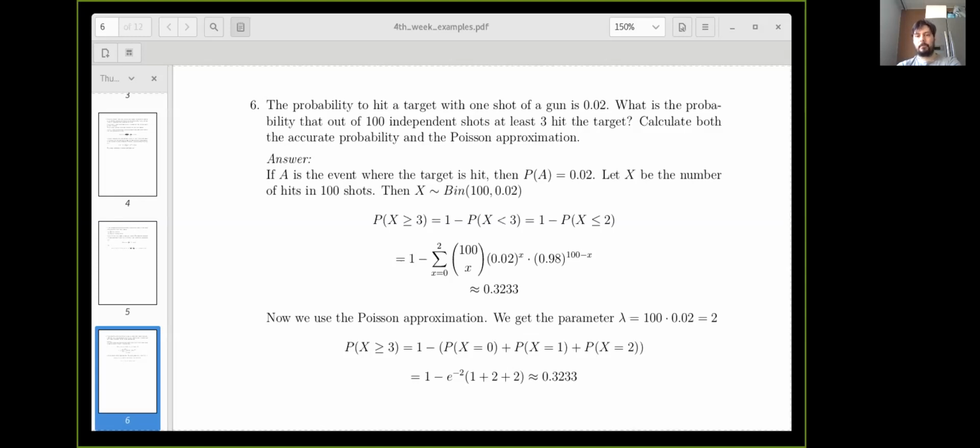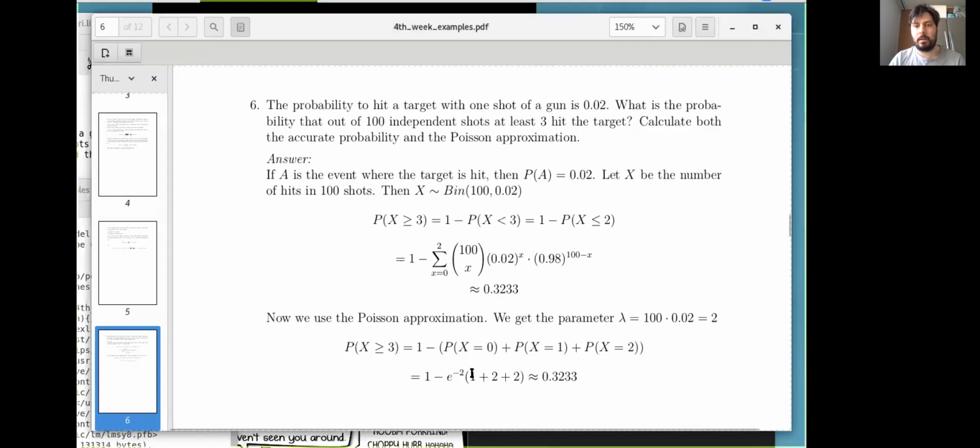And the probability is 1 minus the probability of x being 0, x being 1, and x being 2. And so the first one is always 1. There's only one case, x equals 0. That's 2 to the 0 over 0 factorial. That's 1. This is 2 to the 1 over 2 factorial.